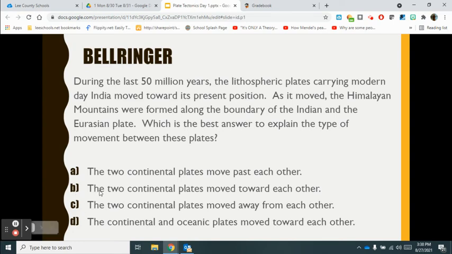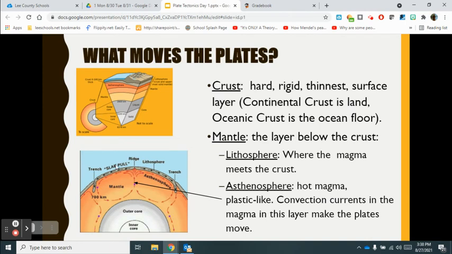So the best answer would be B, the 2 continental plates moved towards each other. When the 2 plates came together, they formed a mountain. What moves the plates? The crust is the hard, rigid, thinnest surface layer. Continental crust is land. Oceanic crust is the ocean floor.